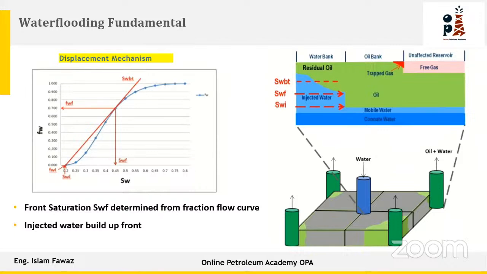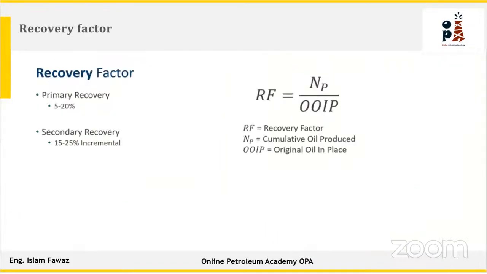So this fundamental concept is based on the pore scale displacement. This is only at the pore scale level, which is 1 inch by 1 inch. Okay. So the recovery factor, as all of us know, is the cumulative oil divided by the original oil in place. So in water flooding, what is the original oil in place?